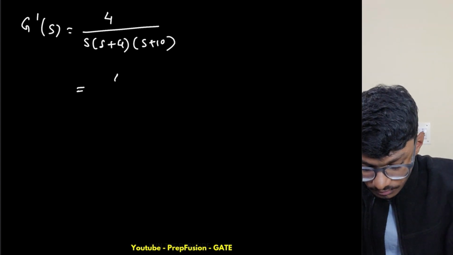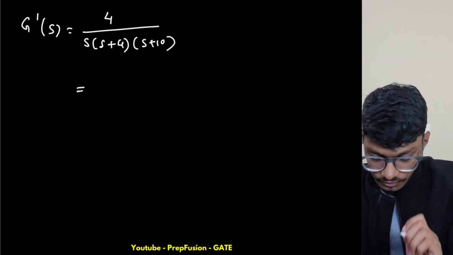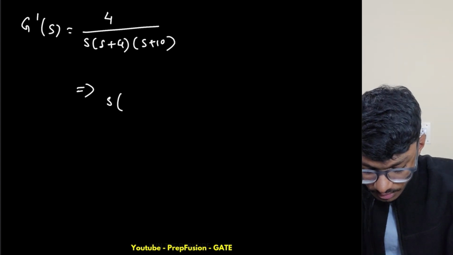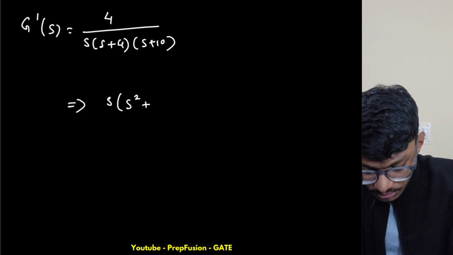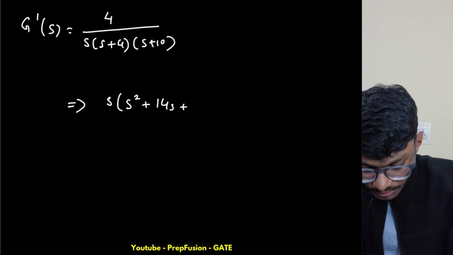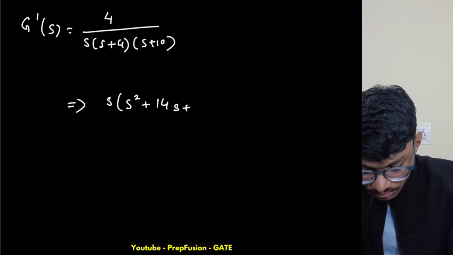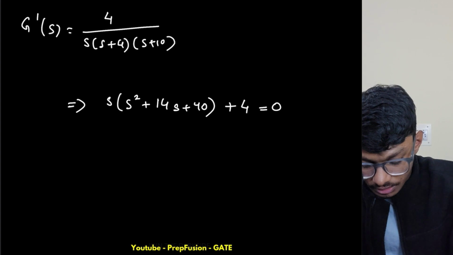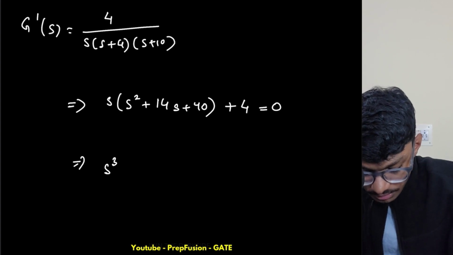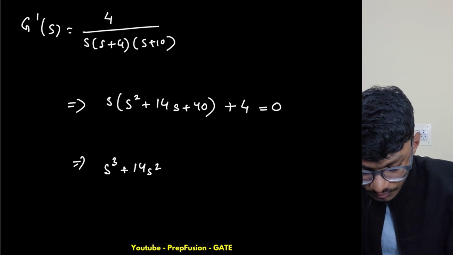If we write the characteristic equation of this one, what will it become? It will become S into S square plus 14S plus 40, plus 4 equals to 0. Okay, so this becomes S cube plus 14S square plus 40S plus 4 equals to 0.